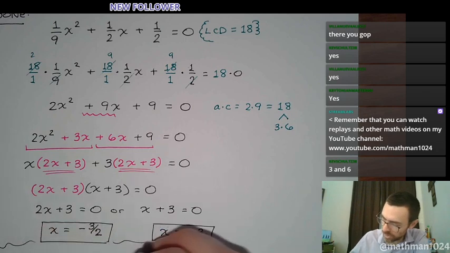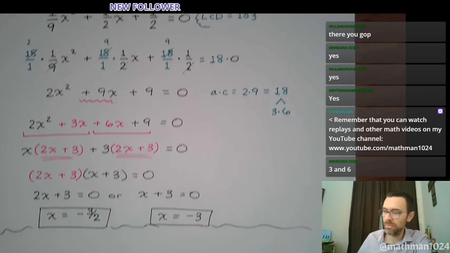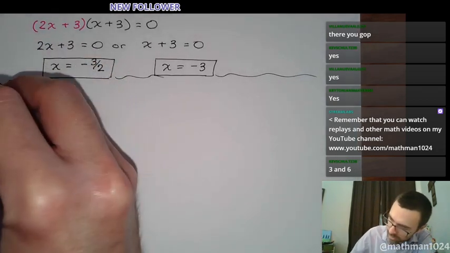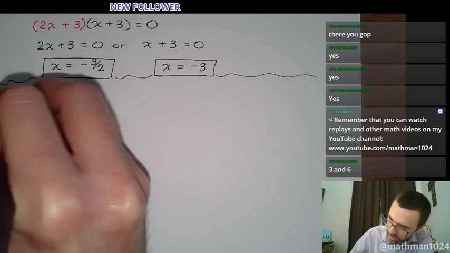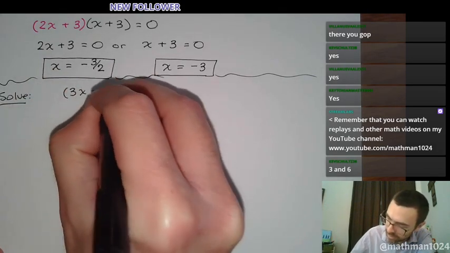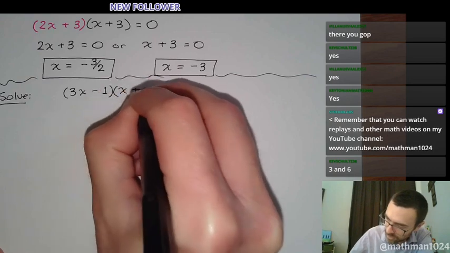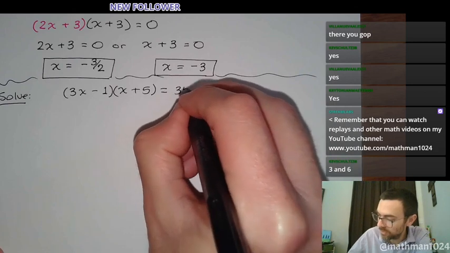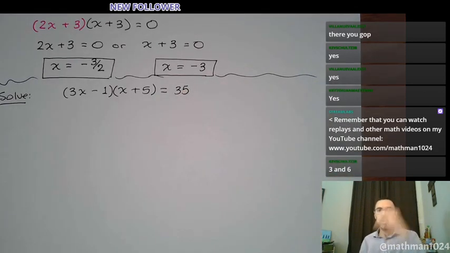let's get one more problem in here. All right, so let's take 3x minus 1 times x plus 5 is equal to 35. Now, a lot of times students are going to look at this and they're going to say, oh, hey, I can just go ahead and split this up into 2 equations. 3x minus 1 equals 35, and x plus 5 equals 35.